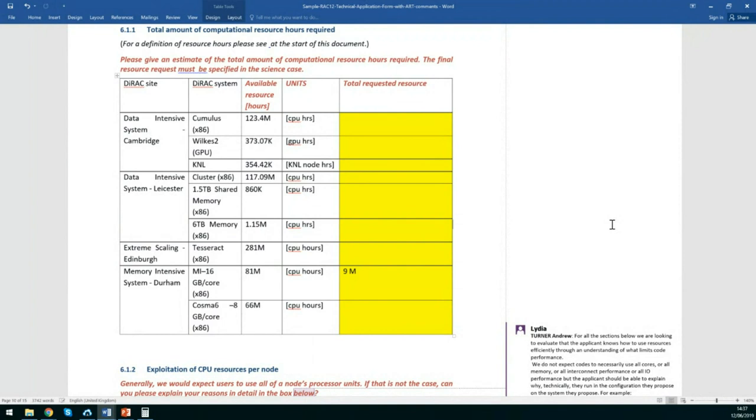Please, if you have already downloaded this form prior to Friday of last week, please download it again. It has slightly changed. But in here, you will tell us which system should be chosen. In this case, I have chosen 9 million core hours on the memory intensive system in Durham. Durham has two different systems. It is the memory intensive, which has 16 gigabytes per core, and it has Cosmos 6, which has 8 megabytes per core.